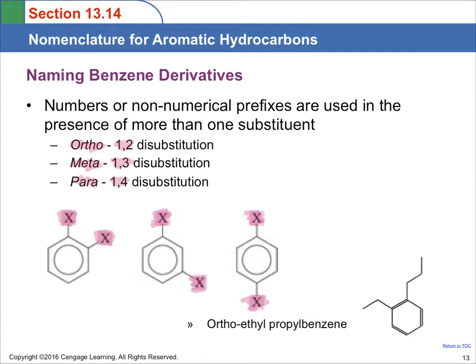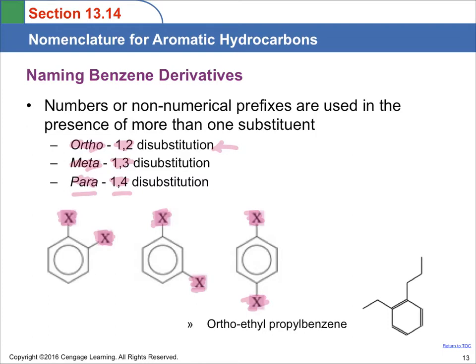Now whether you name it using the numbers or using this prefix, it doesn't matter. Both are correct. If you're going to use the numbering, your lowest alphabetized group gets the number 1, and then you number from there. If you are using the ortho, meta, and para names, you're not indicating which one comes first, which one comes second, so it doesn't matter.